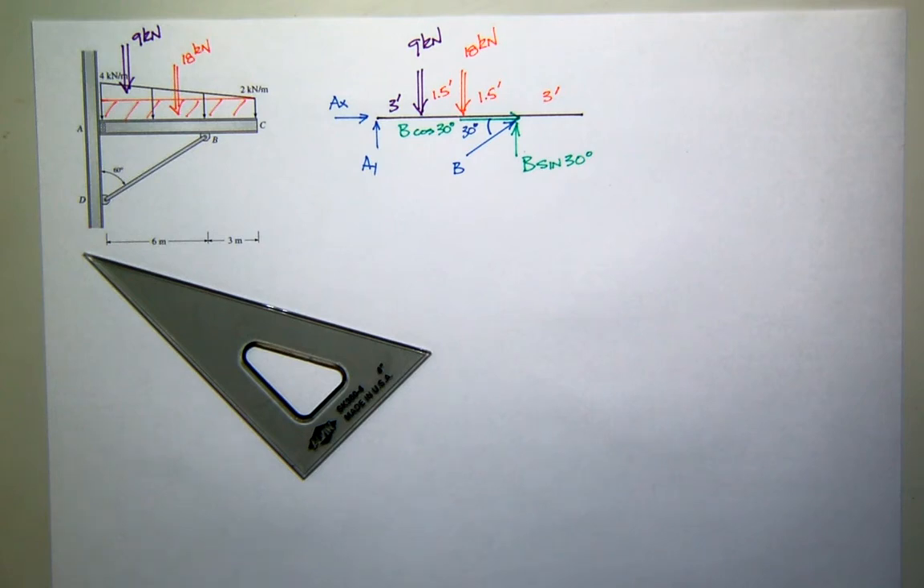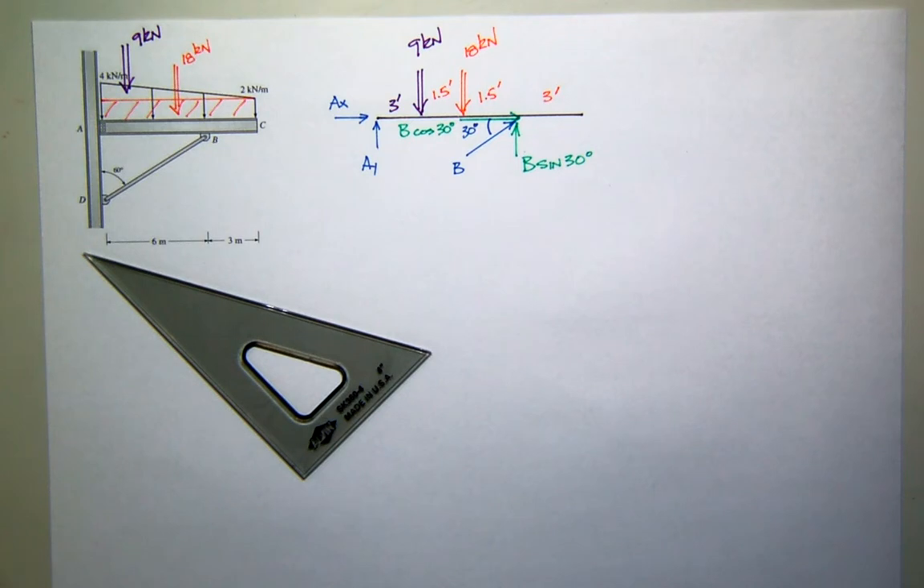So what do we do with this free body diagram? Can we sum forces in the x direction and get an answer? No, if I sum forces in the x direction, I'll have AX plus the x component of B equals 0. One equation, 2 unknowns. How about sum forces in the y direction? No, same thing. I've got AY plus the y component of B, 1 equation, 2 unknowns.